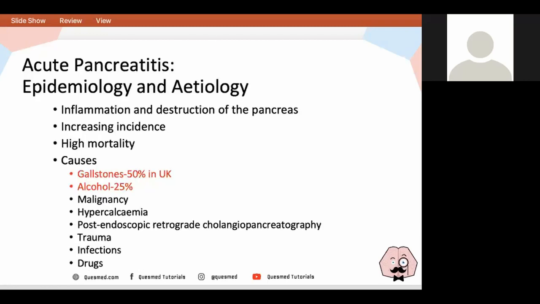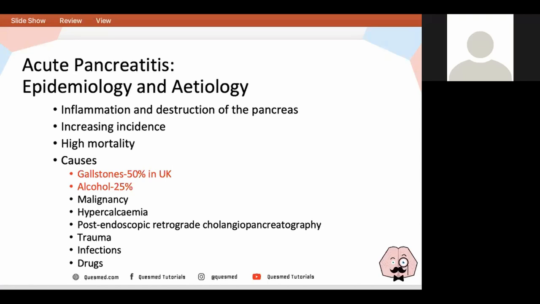So acute pancreatitis is characterized by inflammation of the pancreas, and this is very common. It's also a disease that is becoming more prevalent in this day and age. In comparison to chronic pancreatitis, the pancreas recovers following an episode of acute pancreatitis, and your patient will generally still produce the necessary enzymes and hormones. It is a disease that carries a very high mortality rate. So the mortality rate generally is around 5%, but in severe pancreatitis, the mortality rate is thought to be closer to 25%.